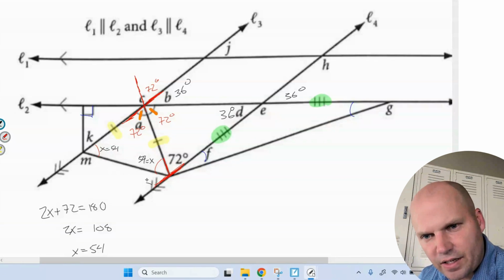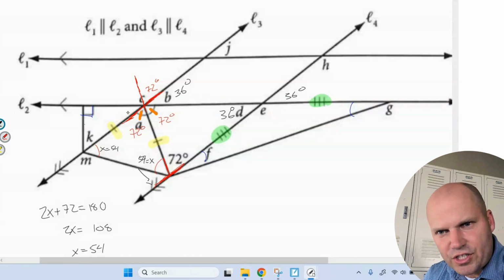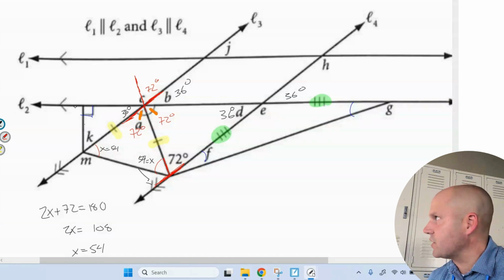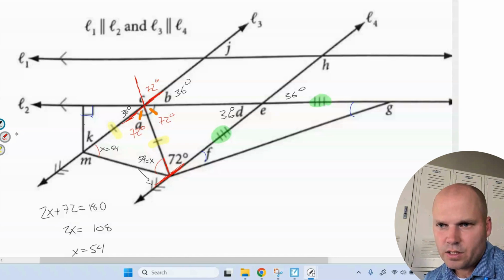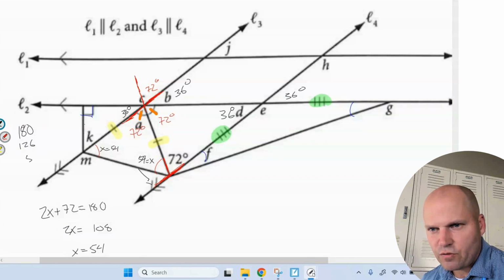That helps me find this angle here. Oh, if this is 36, this has to be 36. If this is 90, 90 and 36 is 126. That means K has to be 180 minus 126, which is 54. Oh, what?